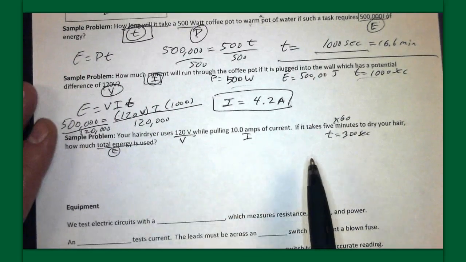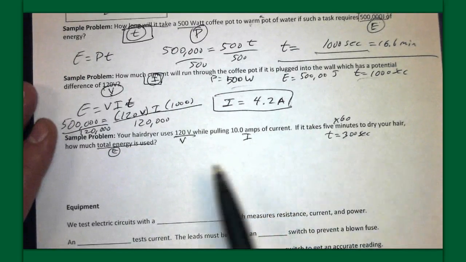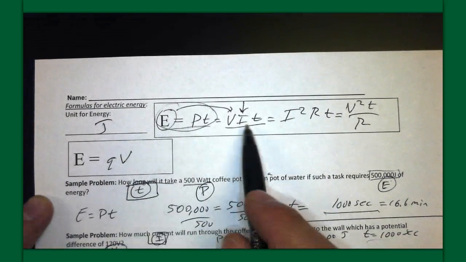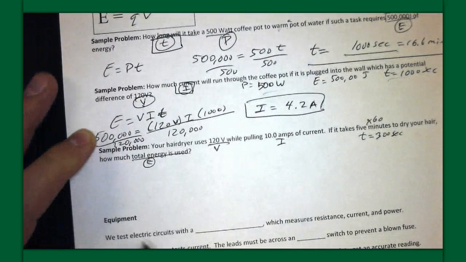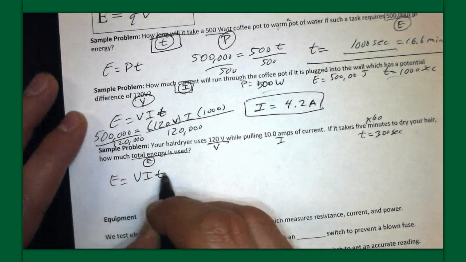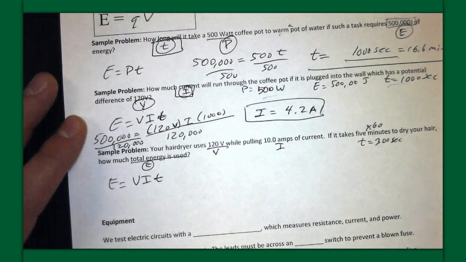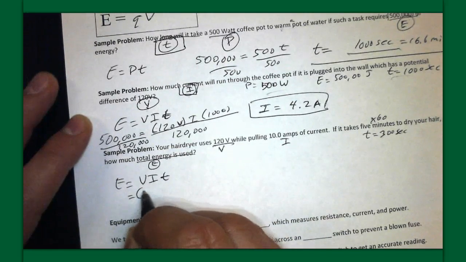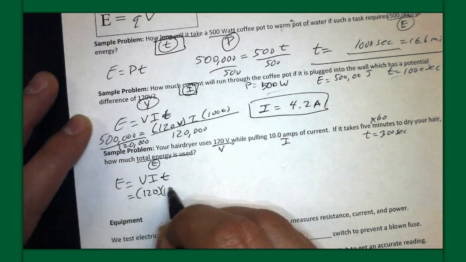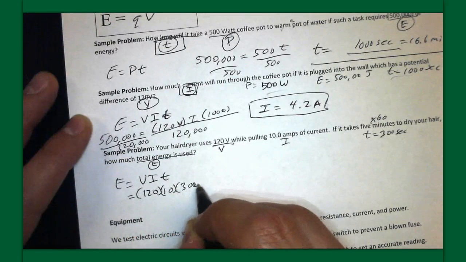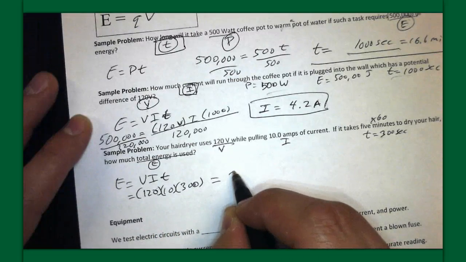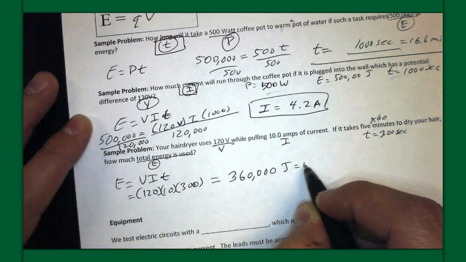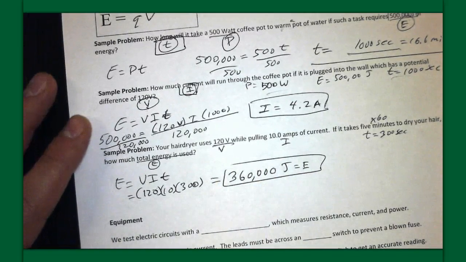All right, so we have voltage, we have current, we have time, and we want energy. And we look up there to find an equation, and once again, it's going to be E equals VIT. That's the one equation that has all that stuff in it. So we want to know energy. We plug in 120 for the voltage, 10 for the current, 300 for the time. Multiplying all that stuff out gives us 360,000, and the units for energy are joules, and that's what we should have gotten there.